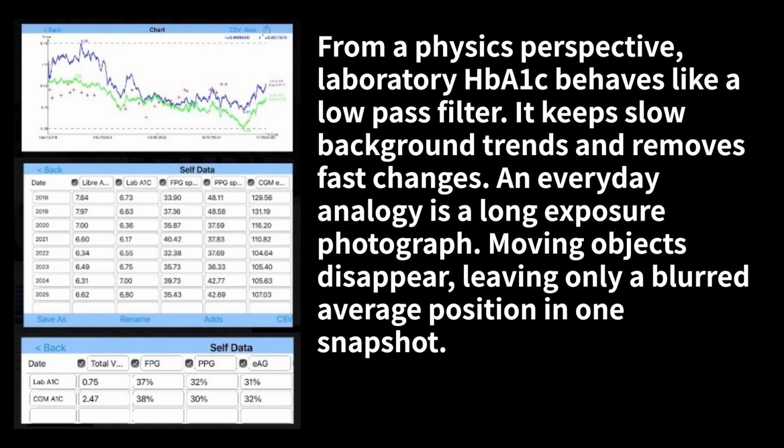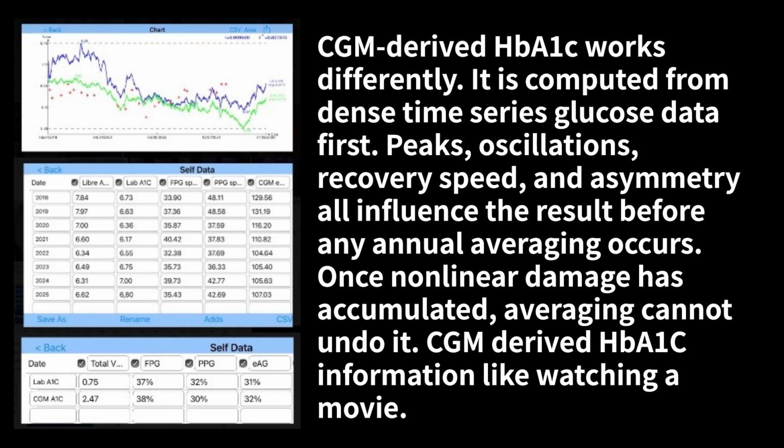From a physics perspective, laboratory hemoglobin A1C behaves like a low-pass filter. It keeps slow background trends and removes fast changes. An everyday analogy is a long exposure photograph. Moving objects disappear, leaving only a blurred average position in one snapshot. CGM-derived hemoglobin A1C works differently. It is computed from dense time series glucose data first. Peaks, oscillations, recovery speed, and asymmetry all influence the result before any annual averaging occurs. Once nonlinear damage has accumulated, averaging cannot undo it.